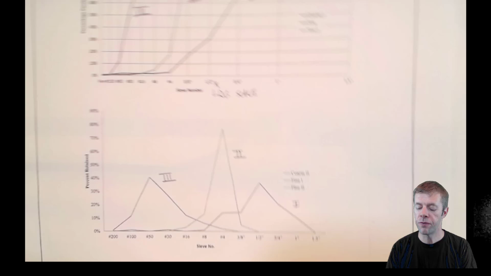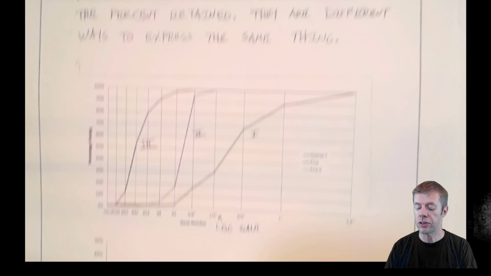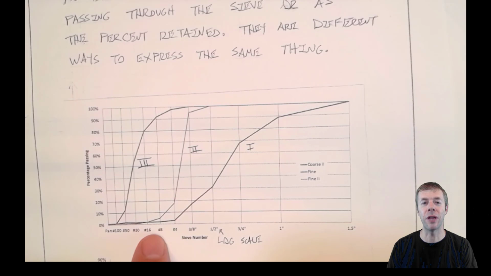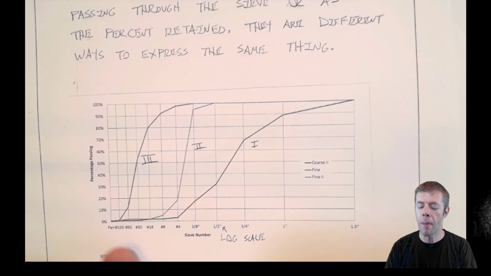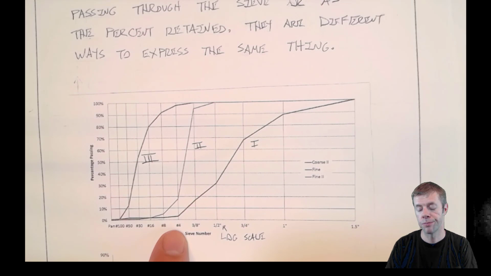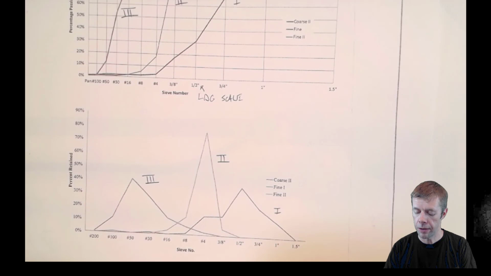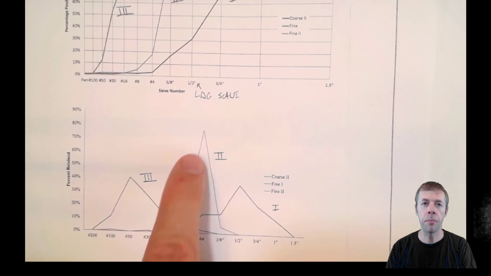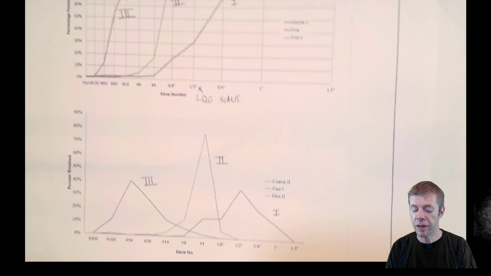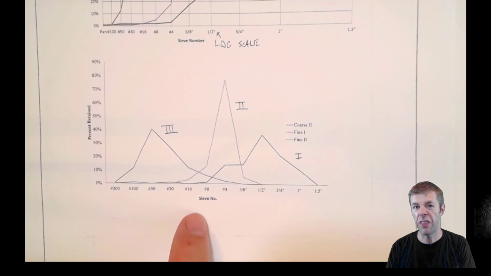Now, the concrete industry is not. The concrete industry talks in percent passing, and they think in percent passing, and I think differently. I don't think percent passing is nearly as helpful, because it's hard for me to imagine what the gradation looks like just by looking at these funny S-shaped curves. But for example, see this big jump here? That means that on one sieve size, there's a huge amount of material. Look at that. 80% of aggregate number two is caught on the number four sieve. Again, I'm a big fan of the percent retained. I just think it makes more sense. I think it's easier to follow and easier to understand.